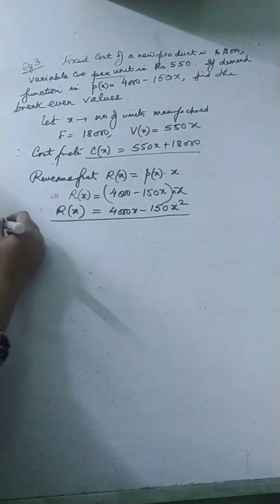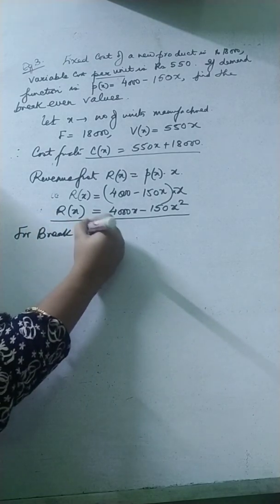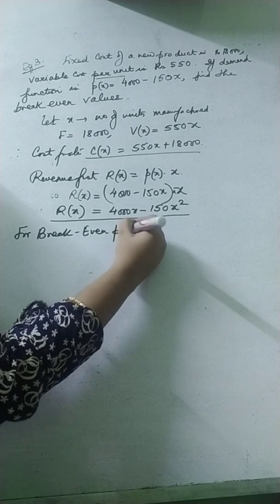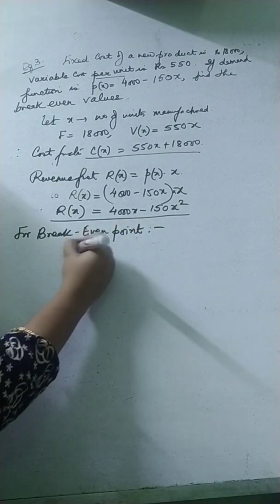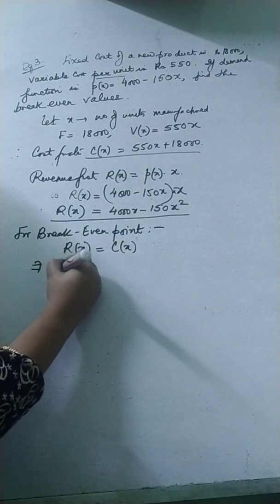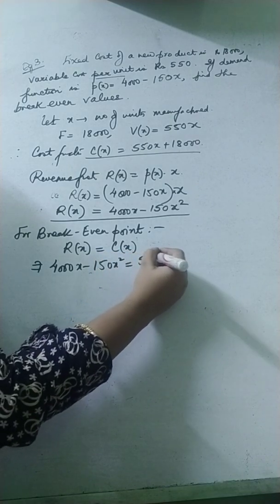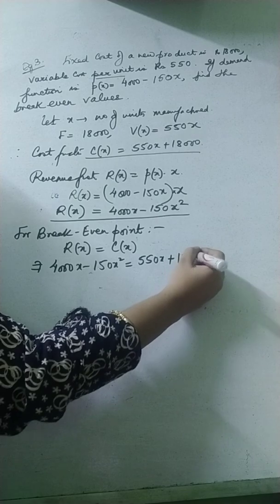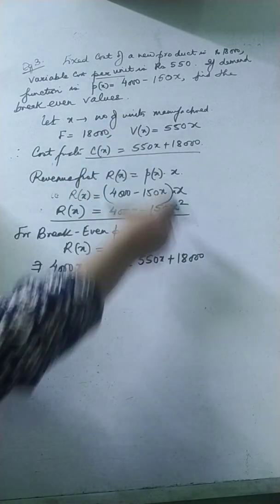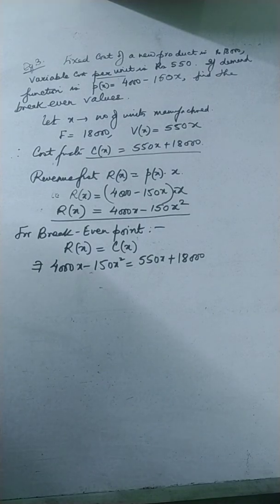Now we will calculate the break-even values. What is the condition? You will mention for break-even point or for break-even values, the condition is Rx should be equal to Cx. This means now you equate 4000x minus 150x squared is equal to 550x plus 18,000. Just putting these in the respective places. Okay. So what do you get? You get a quadratic, isn't it?